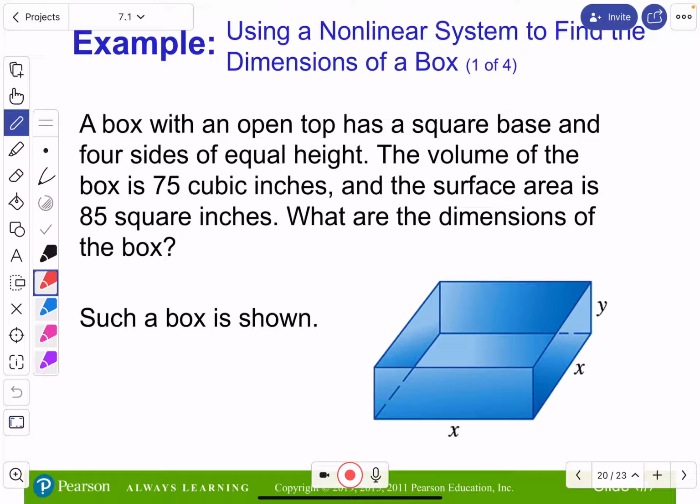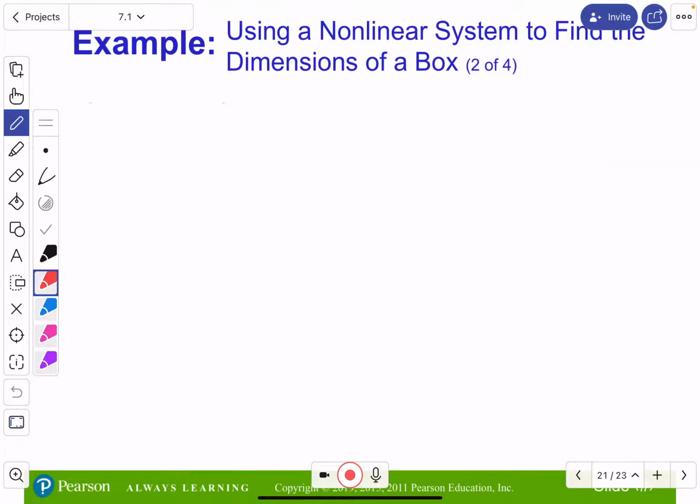Volume. So you have a box with an open top, square base, so all 4 of these sides are the same, then a height of y. The volume is 75 cubic inches, and the surface area is 85 square inches. So let's start by making our equation. Well, the volume is length times width times height, so 75 is going to equal x times x times y, which is the same as saying 75 equals x squared y.